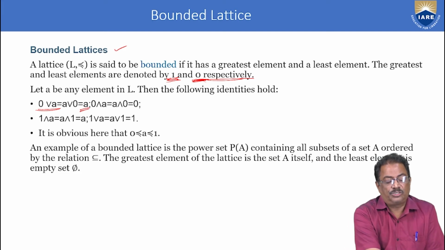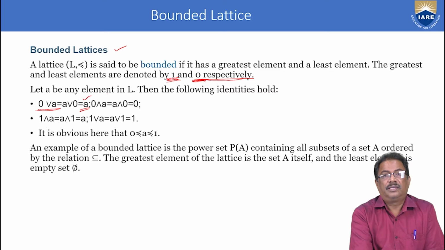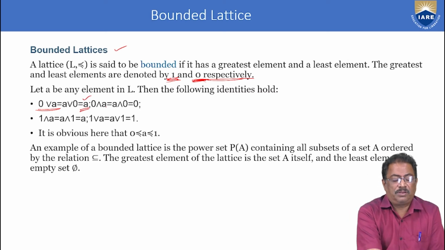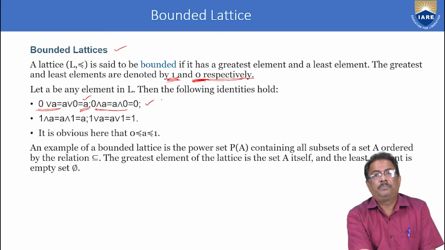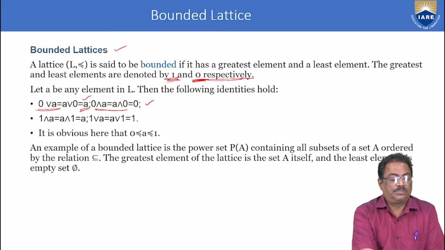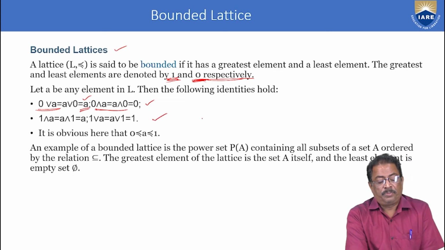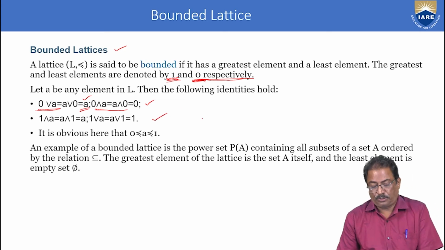That means either 0 or A. If I am taking, for anything, the least upper bound is A only, and similarly the greatest lower bound, in any order we can take, should be 0. And next, these are some of the identities that we are going to conduct.